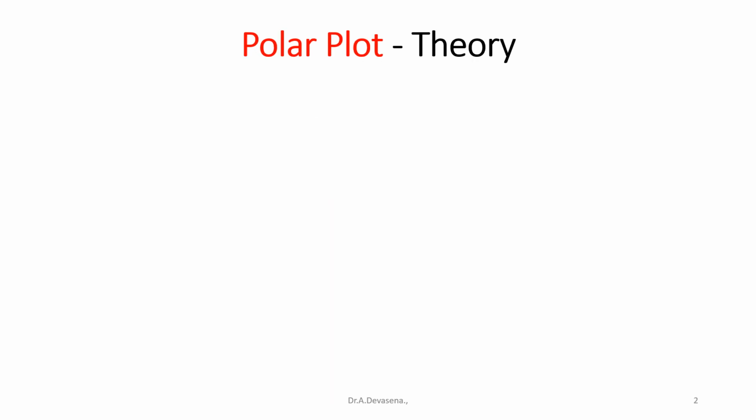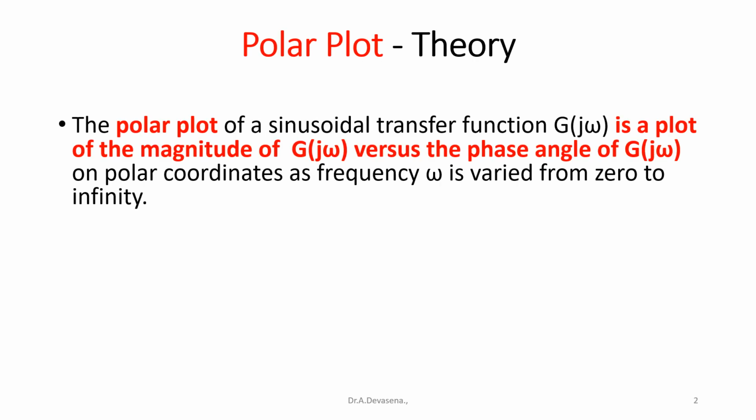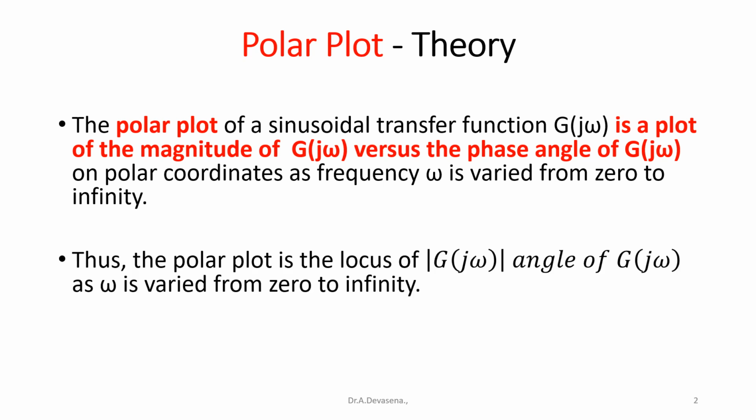Polar plot theory. The polar plot of a sinusoidal transfer function G of j omega is a plot of the magnitude of G of j omega versus the phase angle of G of j omega on polar coordinates as frequency omega is varied from 0 to infinity. Thus, the polar plot is the locus of magnitude of G of j omega, angle of G of j omega as the frequency omega is varied from 0 to infinity.